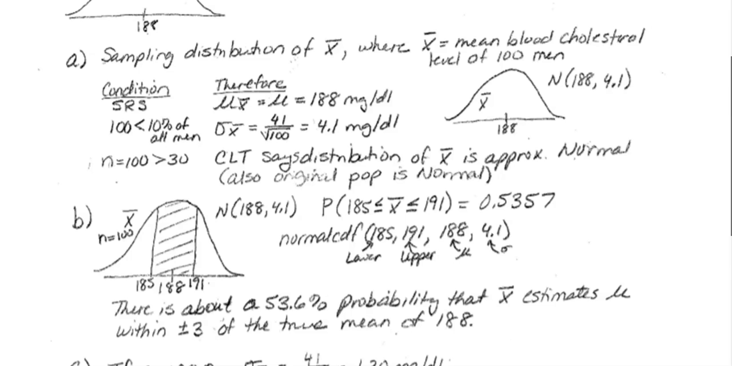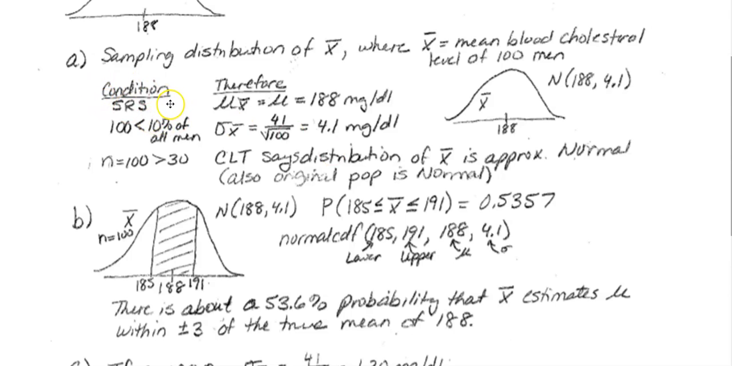A sampling distribution of x bar, where x bar represents the mean blood cholesterol level of 100 men, would be slightly different. You were asked to describe the sampling distribution. When you describe a distribution, you have to say what its center, spread, and shape are. If it had outliers, you would also describe that, but sampling distributions don't have outliers. So we're thinking of that SOCS, S-O-C-S: shape, outliers, center, spread. These are all tied to certain conditions, so you need to state the condition and then show the characteristic of the model that goes with that condition.